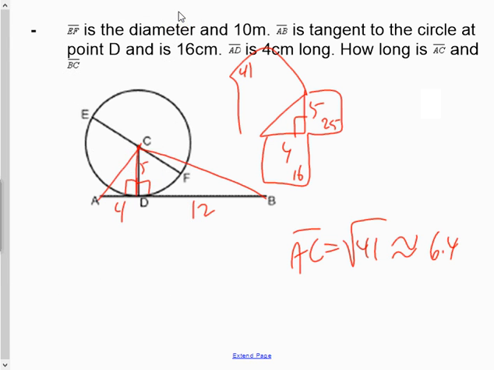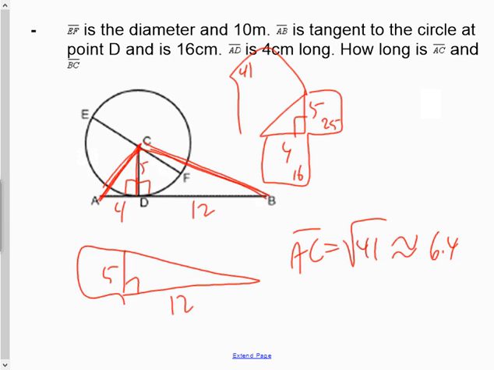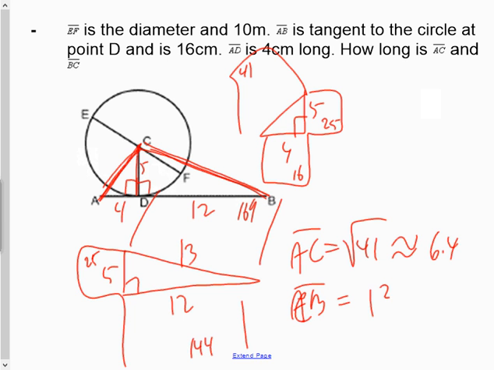Thanks for your help. 6.4 is the distance of AC because of Pythagoras. And finally, CB, the hypotenuse of a different right triangle, which this is 5 and this is 12, is going to be 25 and 144 and 169. Square root of 169 is 13, and therefore CB is 13 units exactly.